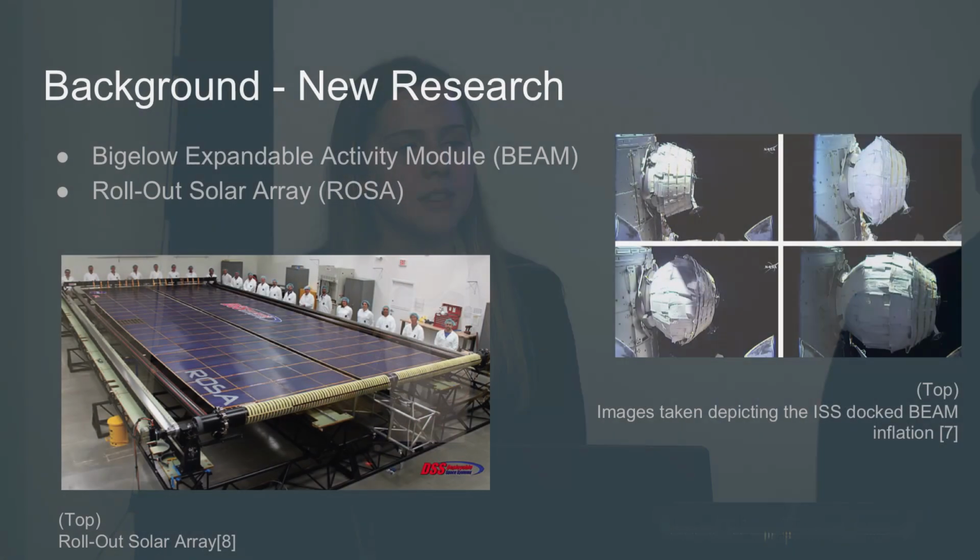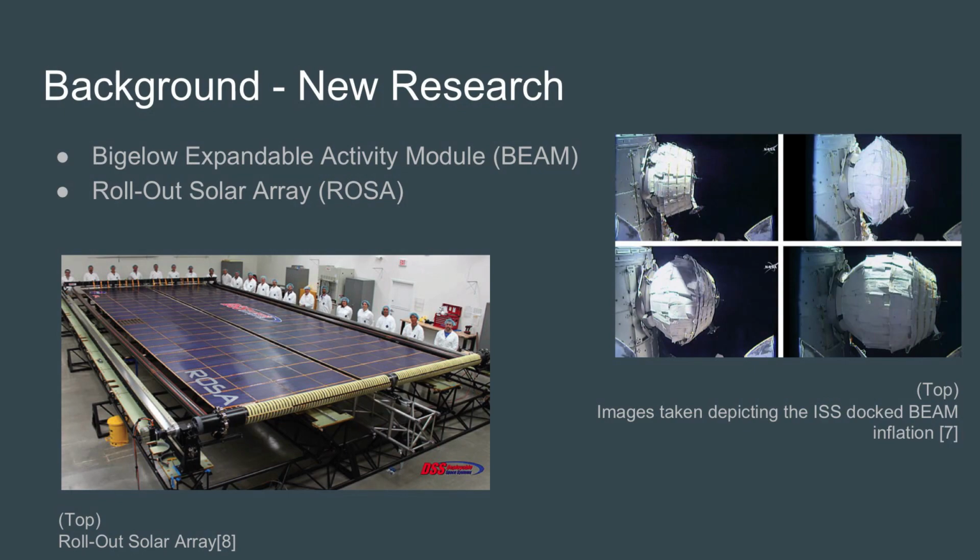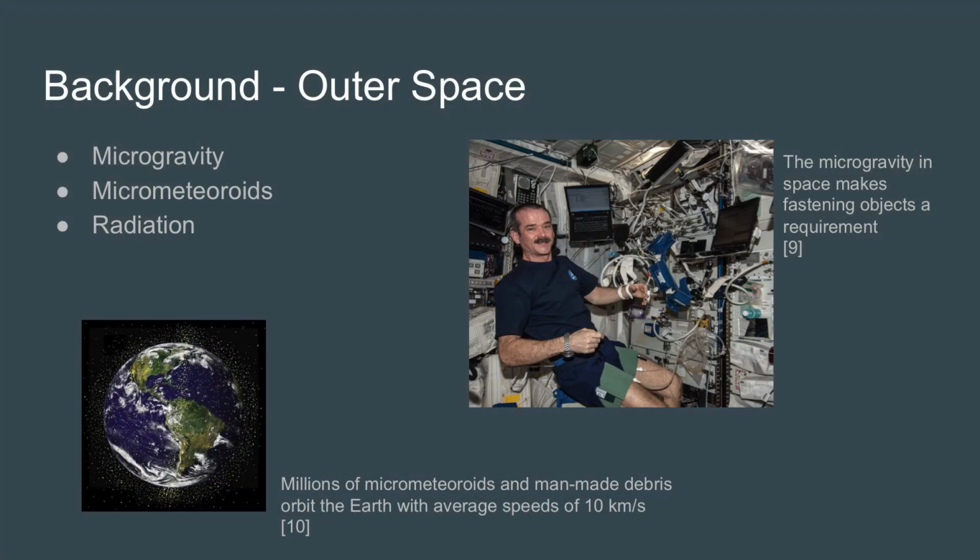We will also expand on this structural satellite using background and using new research. This new research will be the Bigelow Expandable Activity Module as well as the Rollout Solar Array, ROSA, both of which have been tested on the International Space Station and have been proven to work in space. We will also have to address how the satellite functions in microgravity as well as how it shields against micrometeoroids and radiation.